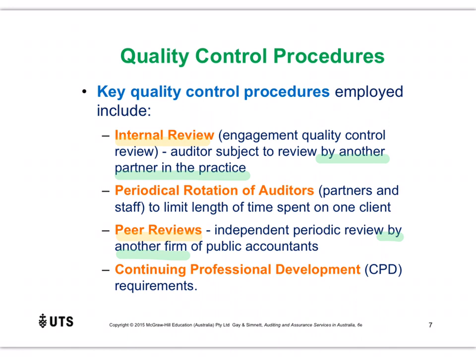Another quality control procedure is the regular rotation of auditors. As mentioned previously, remember, an audit partner can only stay as the partner on an engagement for a maximum consecutive period of 5 years before they need to rotate to another client. This links back to a previous topic, but the reason why we have this particular quality control procedure is to deal with the threat of familiarity.